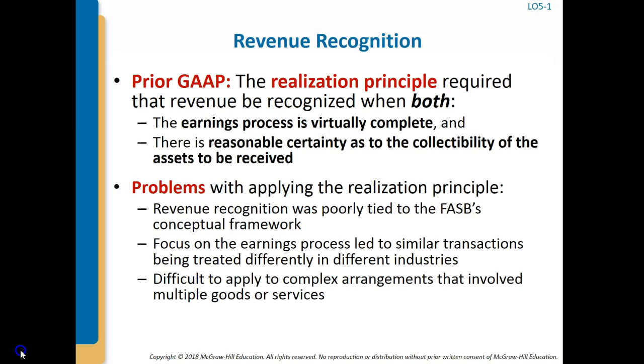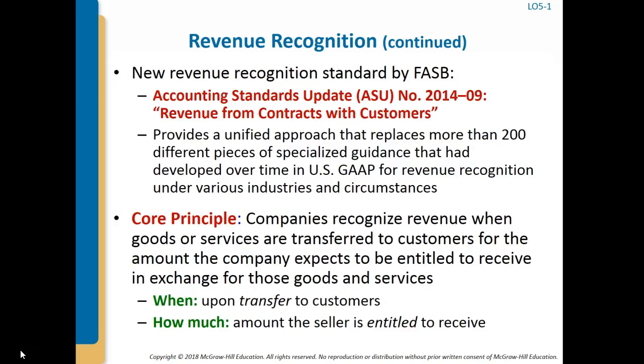Revenue recognition was poorly tied to the FASB's conceptual framework, which stresses a balance sheet focus that places more emphasis on recognizing assets and liabilities rather than on the earnings process. Also, the focus on the earnings process led to similar transactions being treated differently in different industries. And the realization principle was difficult to apply to complex arrangements that involved multiple goods and services.